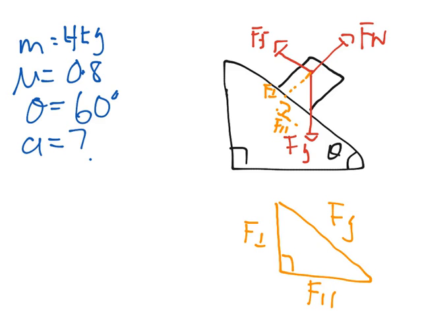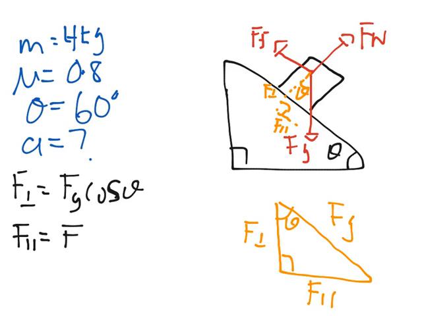And it's interesting to know that theta actually appears in this triangle as well. So it makes calculating the F perpendicular and the F parallel super easy. So we can write that F perpendicular is equal to FG cos theta, and F parallel is equal to FG sine theta. So this is just a few equations we can write down that we know and we can solve for.